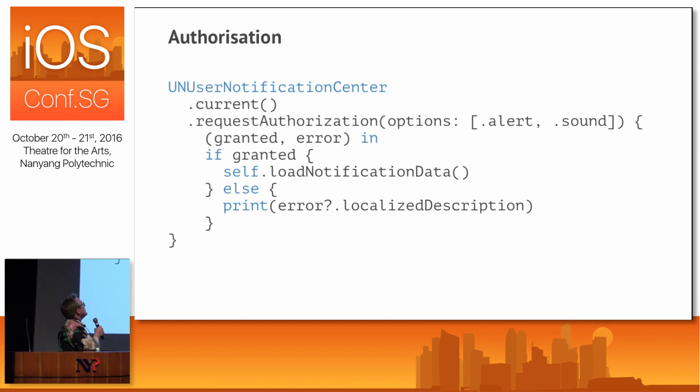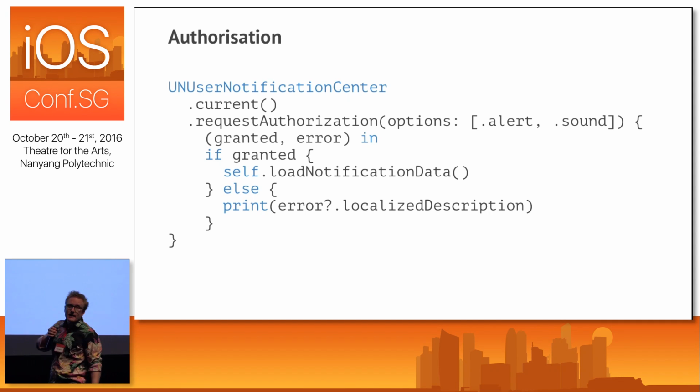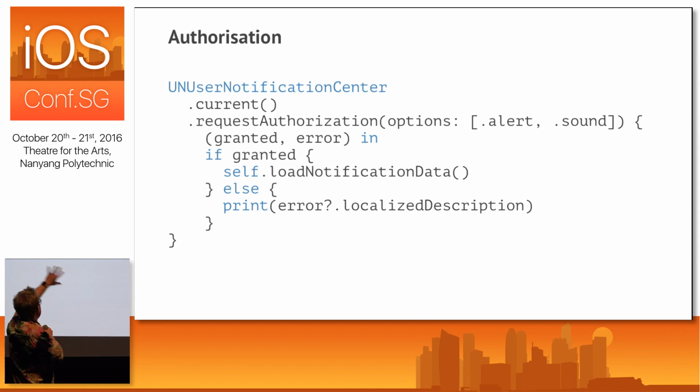So authorization. As part of the new framework, there's this new thing called UNUserNotificationCenter. You get hold of the current one, I guess like the default one, with this current static method. I don't know why, somebody might know, why it's a static class method as opposed to a property. If anybody does know, answers on a postcard. And then you call this request authorization, and you specify what you want: you can have alerts, sounds, and badges. Then you apply a closure at the end, which tells you whether or not you were successful. Really quite simple.